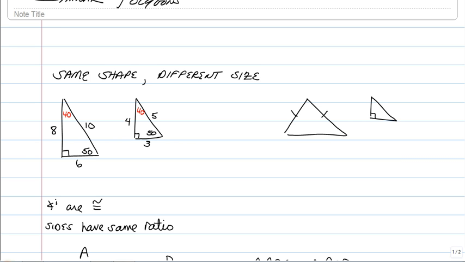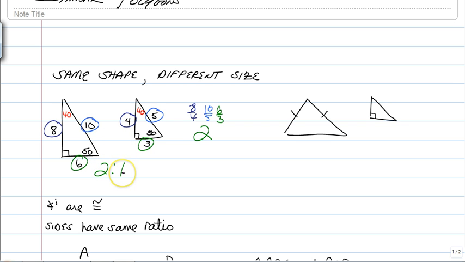But if you look at the sides, 8/4, and we look at 10/5, and we look at 6/3, they all reduce to 2. Which means they all have the exact same ratio. The ratio of these two has a 2-to-1 ratio. So that's what it means by having same angles, but the sides have the same ratio.